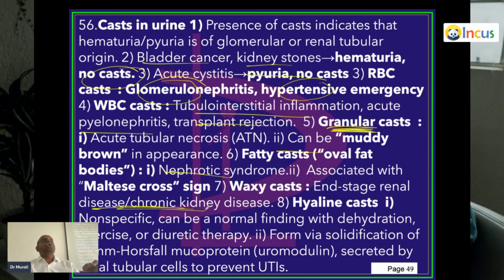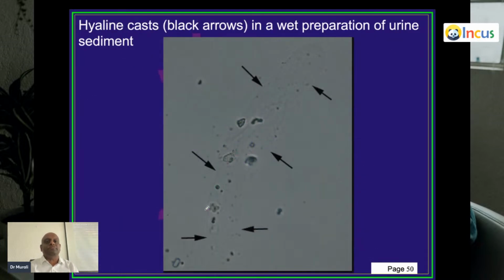Then normally any person who is dehydrated can have hyaline casts, which is a normal finding. Normally only renal tubules produce a protein called Tamm-Horsfall protein, and when that gets secreted excessively, especially when there is a severe urinary tract infection, that leads to formation of hyaline casts, which can even be a normal finding. फटाफट देखेंगे casts को.